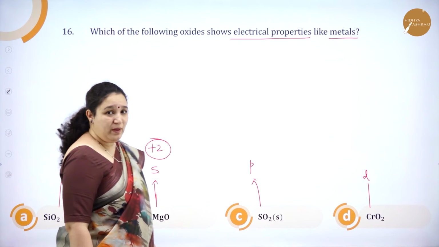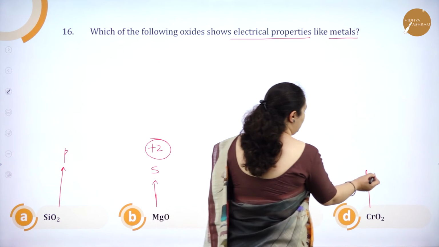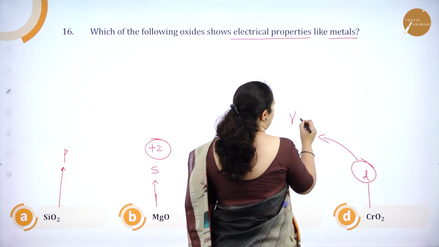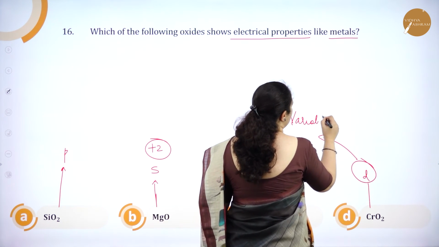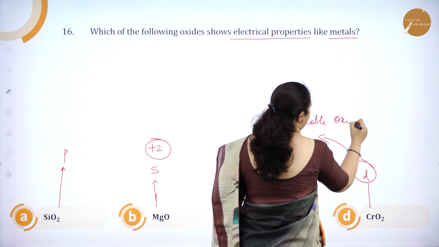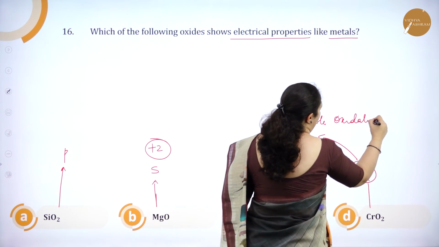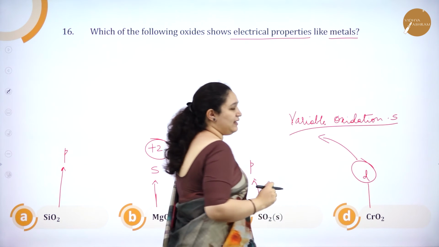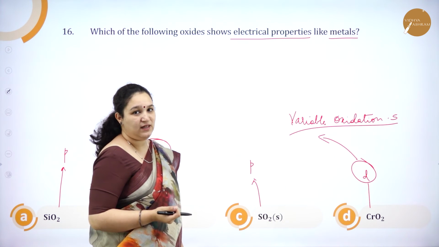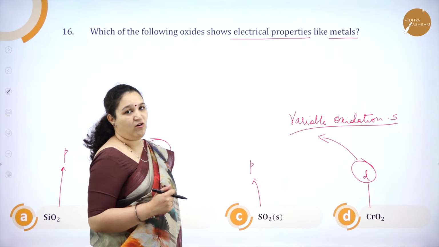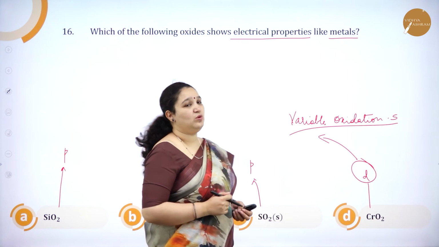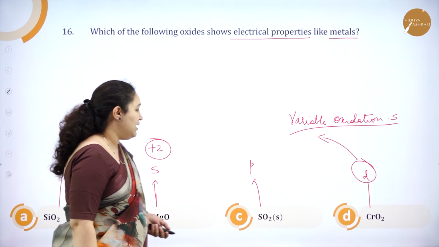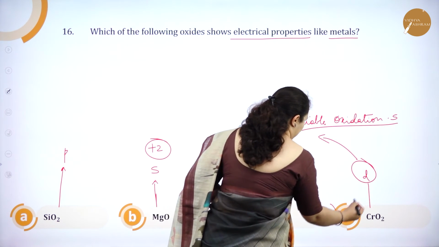But chromium belongs to D block elements. As it belongs to D block elements, it can show variable oxidation states, and when it can show variable oxidation states, it can lose electrons easily, and thus show electrical property like metals. So the answer is option D.